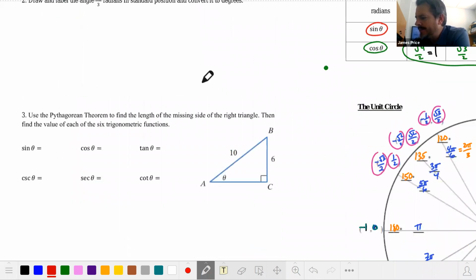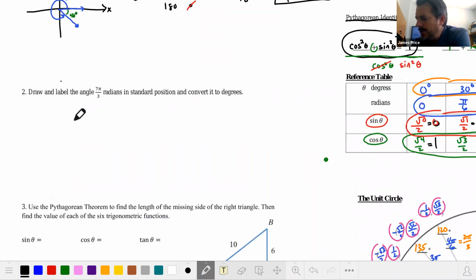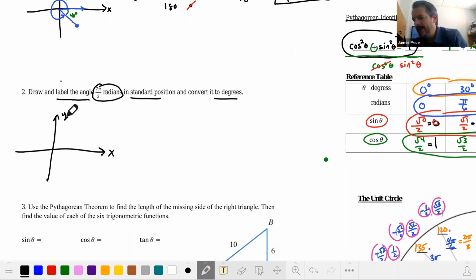So down here on number 2, it says label the angle 7 pi over 3 radians in standard position and then convert to degrees. So let's make our little angle here. Let's draw it. So here's my XY axis, and then my angle is 7 pi over 3. So remember when you see 7 pi over 3, you have to remind yourself that that's really pi over 3, 7 times. And so pi over 3, remember, is 60 degrees, like 180 over 3.